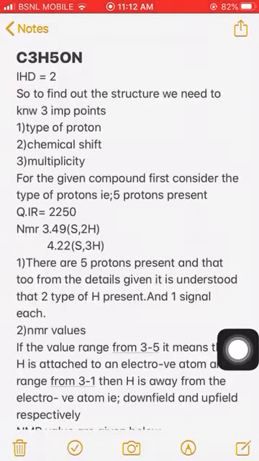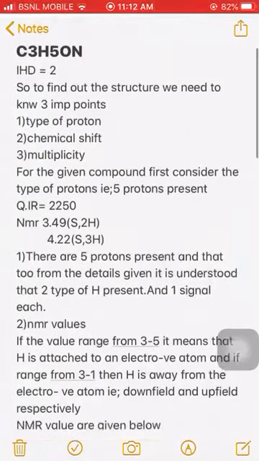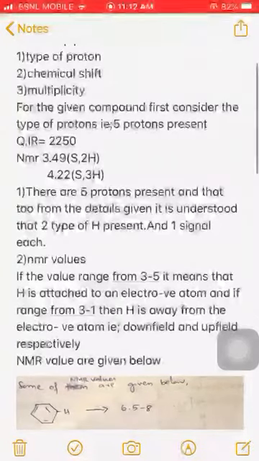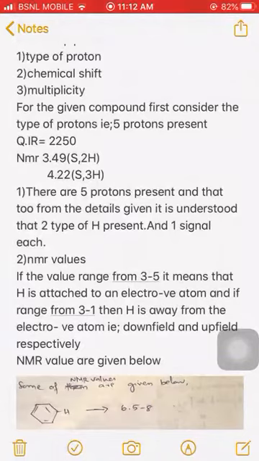Now we have 5 protons present, and we also have the IR and NMR values given. The NMR is given as 3.49 delta singlet 2 hydrogen and 4.22 delta singlet 3 hydrogen, which means there are 5 protons in total. From the details given, there are 2 types of protons: 2 hydrogen is one type and 3 hydrogen is another type. Singlet refers to the multiplicity, and there is one signal for each.